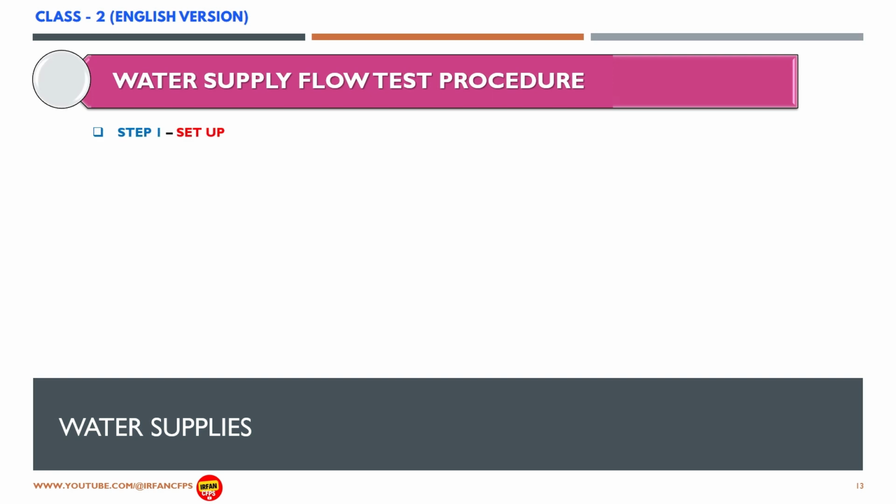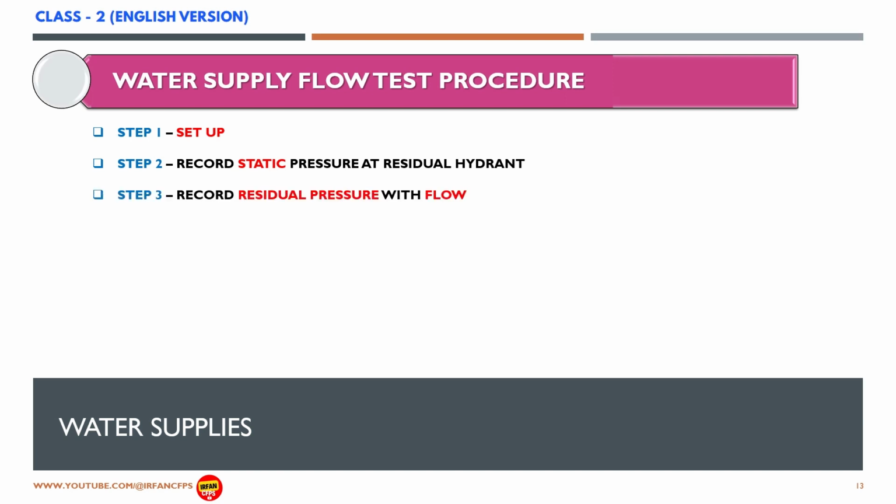Number 1, setup. Number 2, record static pressure at residual hydrant. Number 3, record residual pressure with flow. Residual pressure will be recorded at the residual hydrant, and the flow will be recorded through a pitot tube at the flow hydrant.